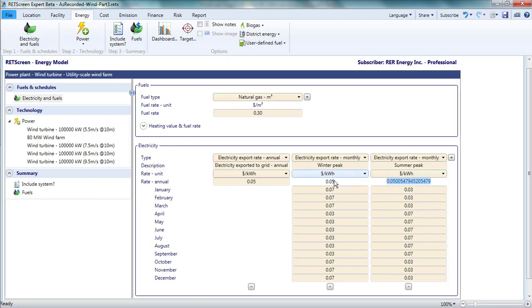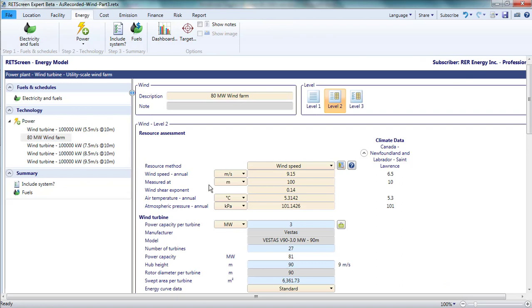Although the average monthly rate is exactly 5 cents, RETScreen has counted the number of days in each month and determined that, due to variations in the number of days in each month, the 6-month period with low costs does not have precisely the same number of days as the 6-month period with high costs. Thus, the average rate is not exactly halfway between 3 and 7 cents.